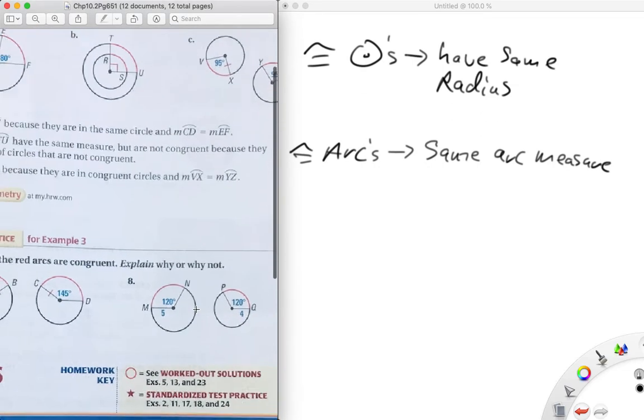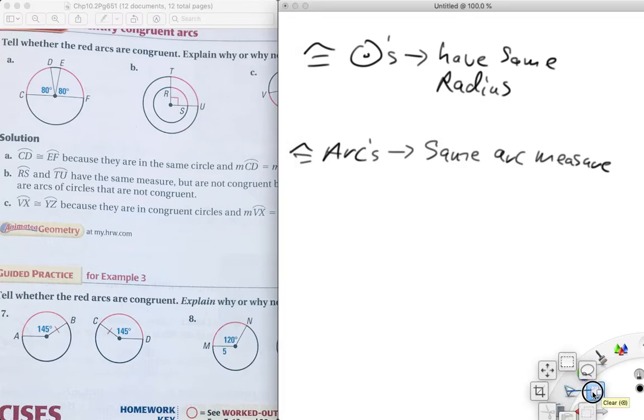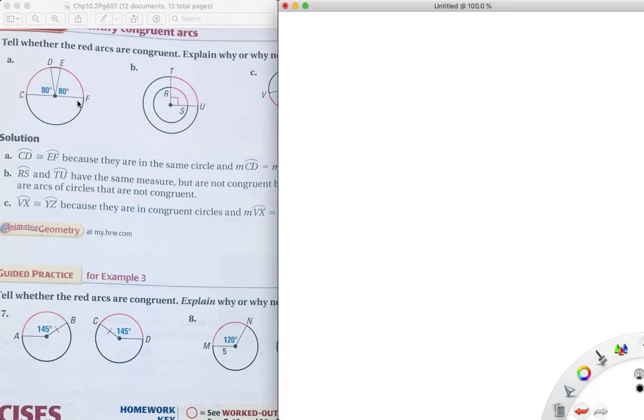So let's go through a couple of these and what they look like. If we look up here, we have this circle. It's the same circle, so I know that they're going to be congruent. The radii are congruent, right, from the center out. So if this is 80 and this is 80, then the arcs are also 80. So I know that these are two congruent arcs and two congruent angles and two congruent radii. So they're all congruent. The arcs are congruent.